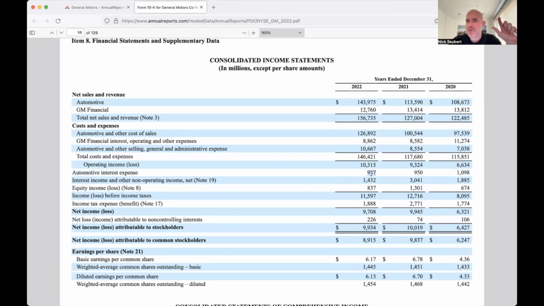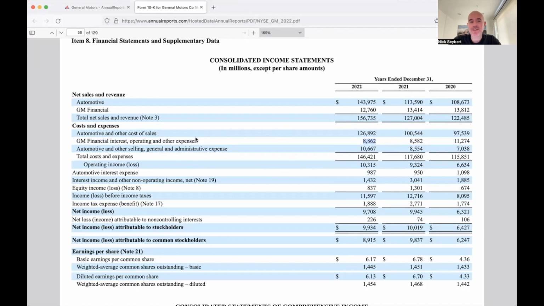1 billion interest on 115 billion of debt. I don't think GM is paying less than 1% interest, okay? And so I scoured the footnotes and I looked all over the place. And again, this is just during the 15-minute break, so I didn't have much time. And then I saw it under costs and expenses. GM financial interest, operating, and other expenses, almost $9 billion.